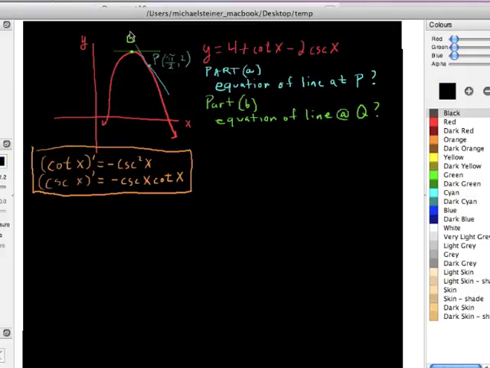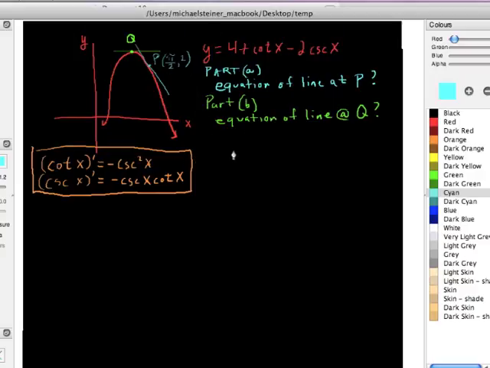So here we are. We have y is equal to 4 plus cotangent of x minus 2 cosecant of x. We want the equation of the line at P, and P is (pi over 2, 2). If we put pi over 2 in for x, we had better get y is equal to 2. I'm not going to confirm that.